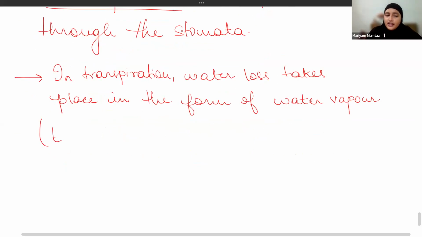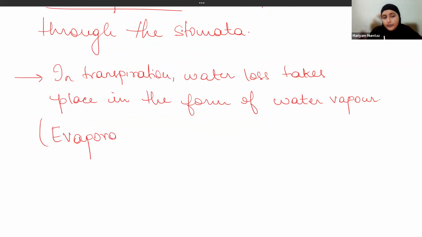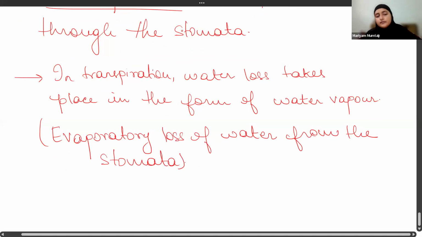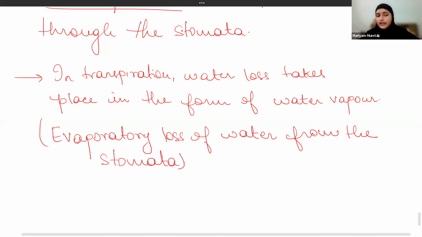You can also call it the evaporatory loss of water from the stomata. Is it clear? Ma'am, but how? See, in general, evaporation takes place. You understand that water turns into water vapor, and this process is evaporation.